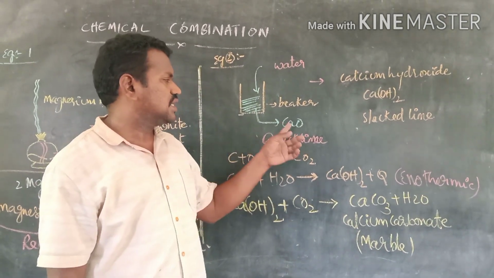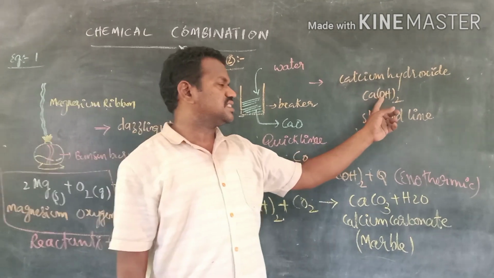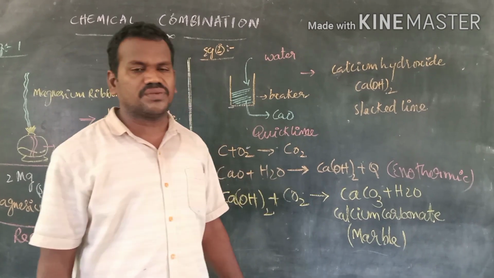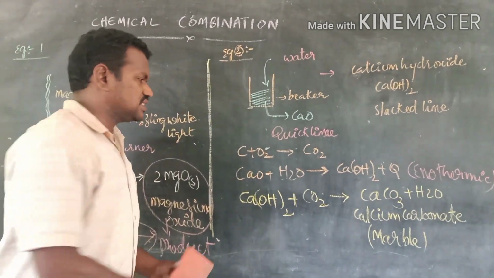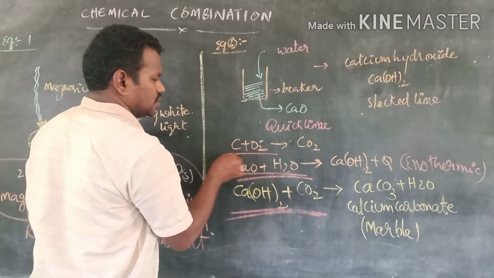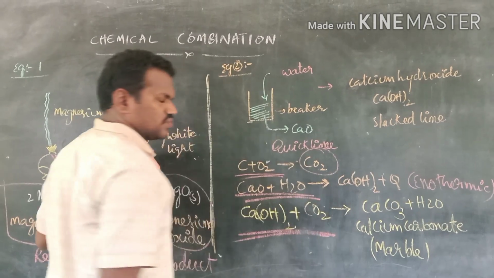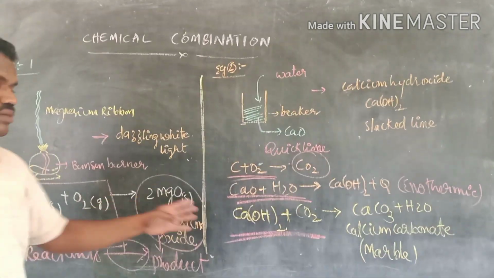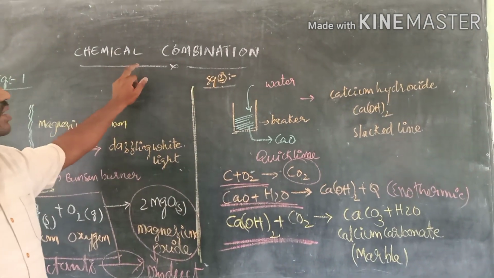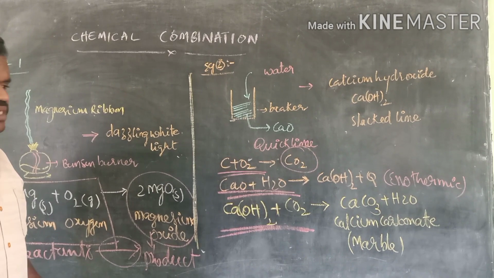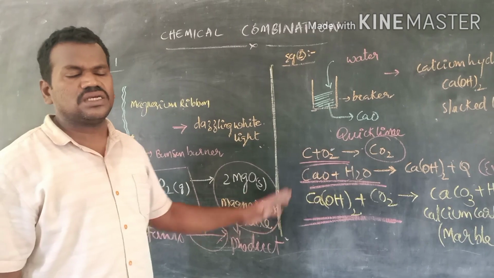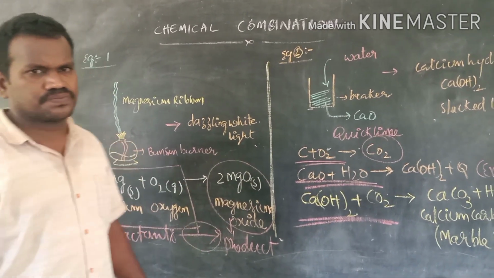See here some of the names. Calcium oxide is called quicklime, calcium hydroxide is called slaked lime, whereas calcium carbonate is called marble. If you observe all these cases, here the reactants are 2, here also the reactants are 2, here also the reactants are 2, and the product is 1. This means 2 or more reactants combined to form a single product. Such reactions are called chemical combination reactions. Let us learn the definition of chemical combination reactions and exothermic reactions now.